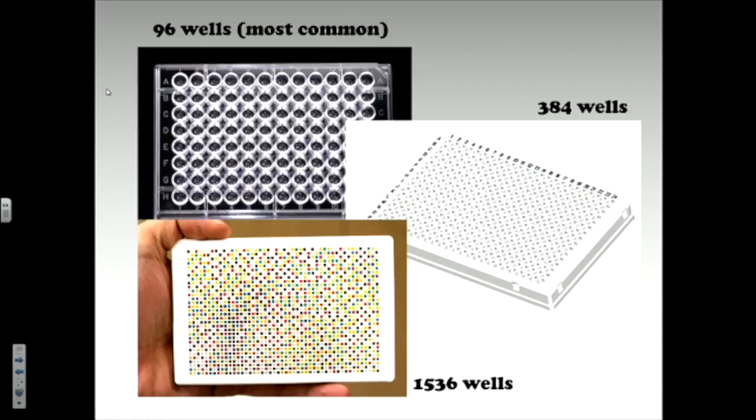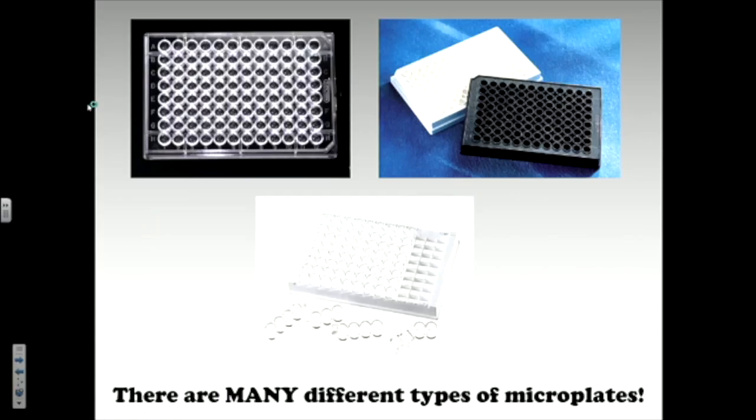But yeah, most of the time, 96 wells. But even within the 96 well plates, there's many, many options. So up here is just sort of a regular, ordinary, clear plastic one. They make them out of different types of plastic. There are types of plastic that can be frozen down to -80, so you can store things long-term at -80.